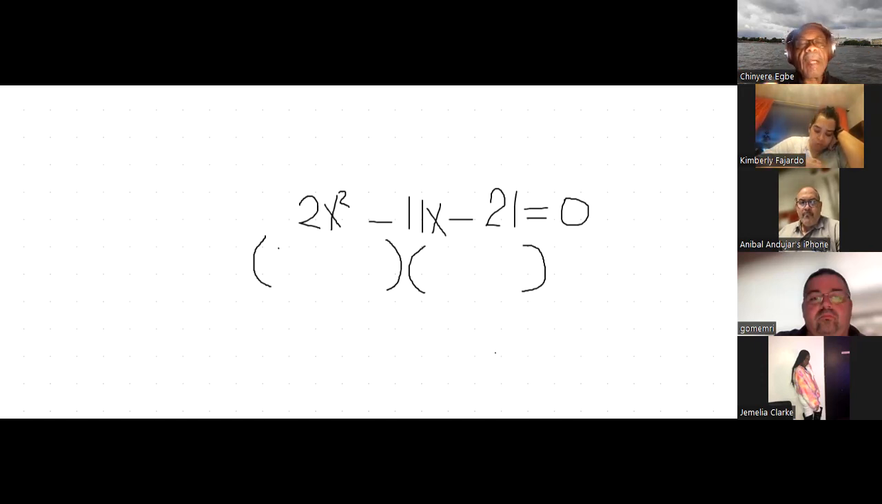Suppose you had 6x, then you would need 3 times 2, 6 times 1, okay? If you had 15x, then you have 3 times 5 and 15 times 1, okay? If you had 20x, then you would have 4 times 5, 10 times 2, and 20 times 1. All of these will give you 20, okay? And by trial and error, you will find a solution.